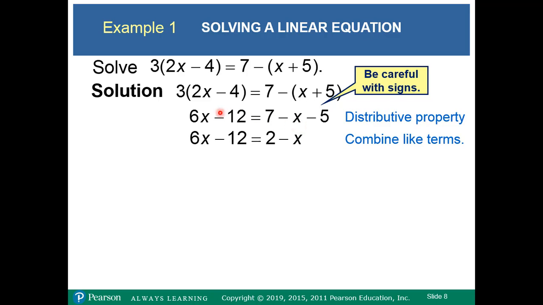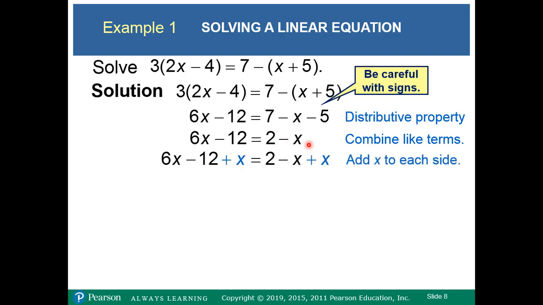So how do we combine like terms? Well, we can do it on this side by adding the constants, right? So we get 7 minus 5 because of the subtraction. So 7 minus 5 is 2. Okay. And now what we're going to do is use the properties to solve for x.